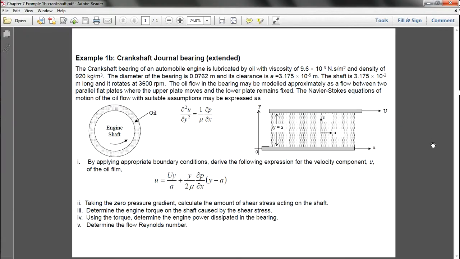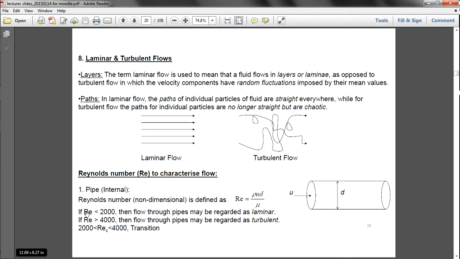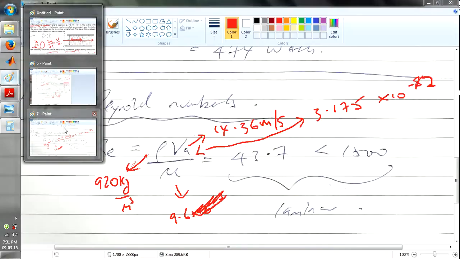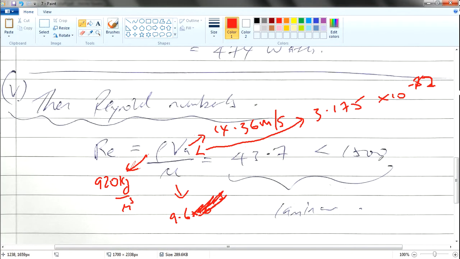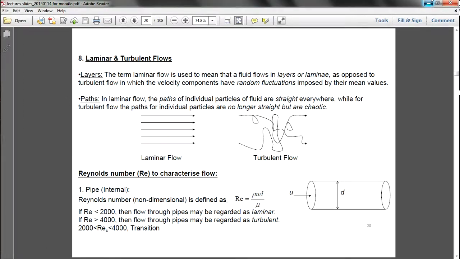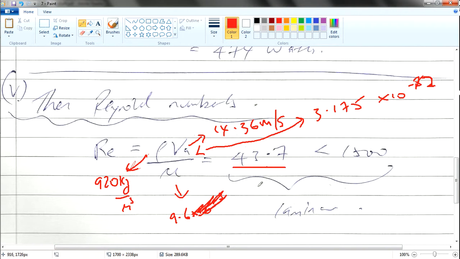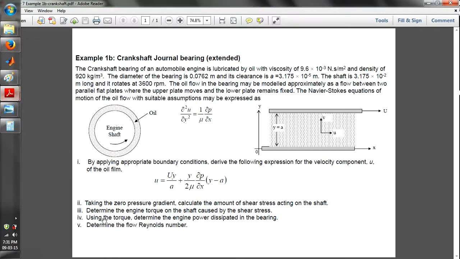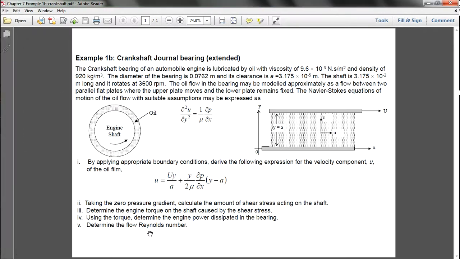How do we know? We can head back to this page. Hold on. Yeah, it's at this page 20. If Reynolds number is smaller than 2000, it is laminar. The range all depends on which range you take. In this case, you take 1500, but it should be 2000 in your notes. Whatever. This value is so small that it is definitely laminar. So with this, we have finally finished example 1b. Take note that this is the Reynolds number of the oil flow.